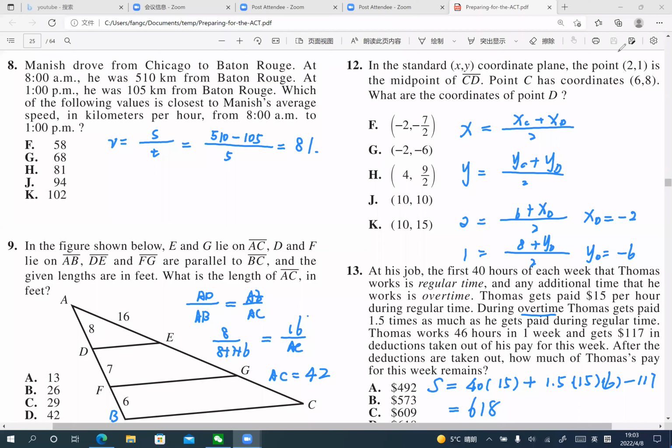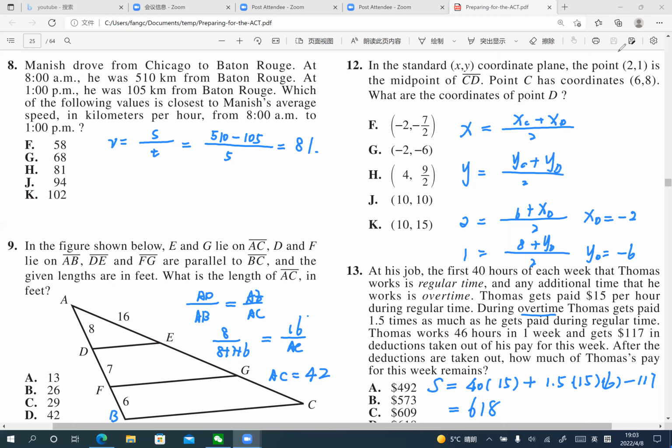Question 8. Manish drove from Chicago to Baton Rouge. At 8 a.m., he was 510 kilometers from Baton Rouge. At 1 p.m., he was 105 kilometers from Baton Rouge. Which of the following values is closest to Manish's average speed in kilometers per hour from 8 a.m. to 1 p.m.?